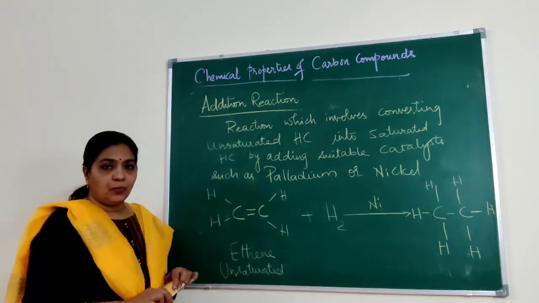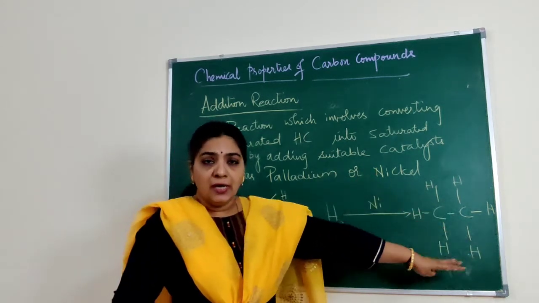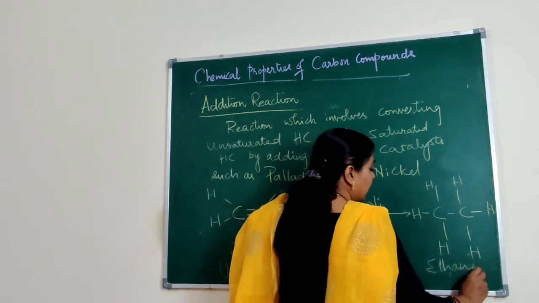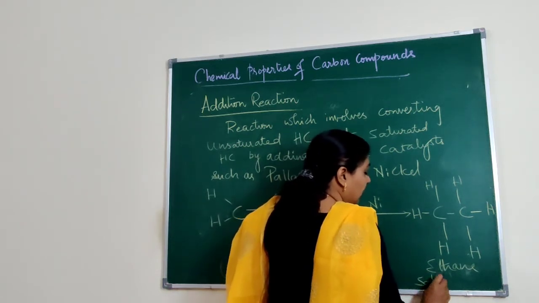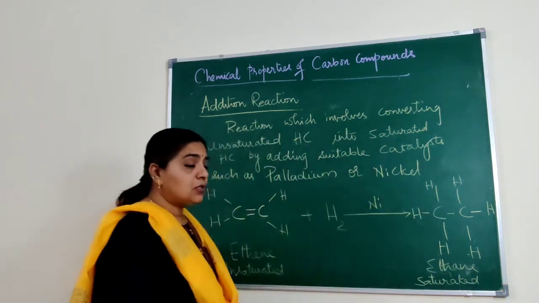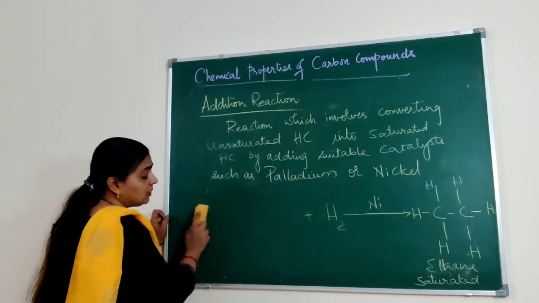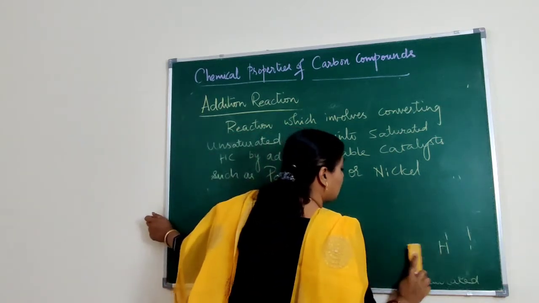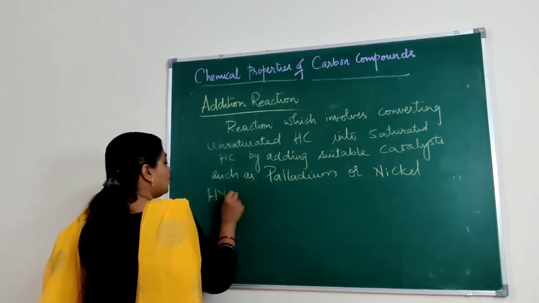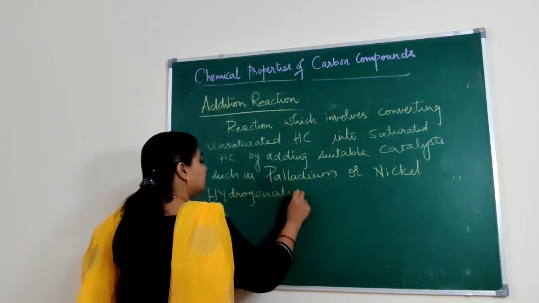This entire process where you are converting unsaturated hydrocarbon to saturated hydrocarbon, this is ethane, saturated hydrocarbon, by passing hydrogen gas over it is called hydrogenation process.